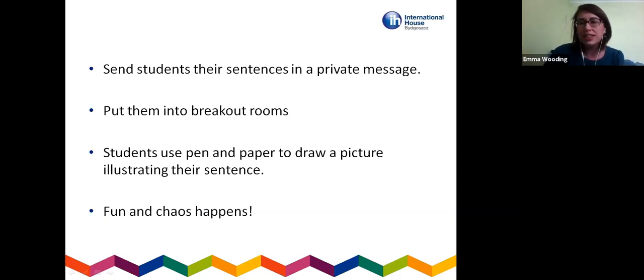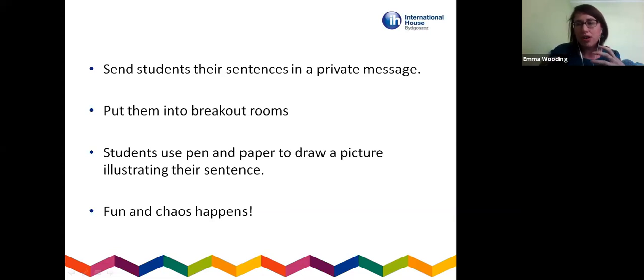Once they've got their sentences, I put them into breakout rooms. They've got a pen and paper ready, and they start drawing the picture that represents their sentence like they would in the traditional classroom. This is where the chaos happens, but this is also where the fun happens. It's quite difficult to draw a picture and show the camera at the same time, so that's where the challenge comes in for the students. That's where they start laughing at each other, get engaged and have a good time doing it.